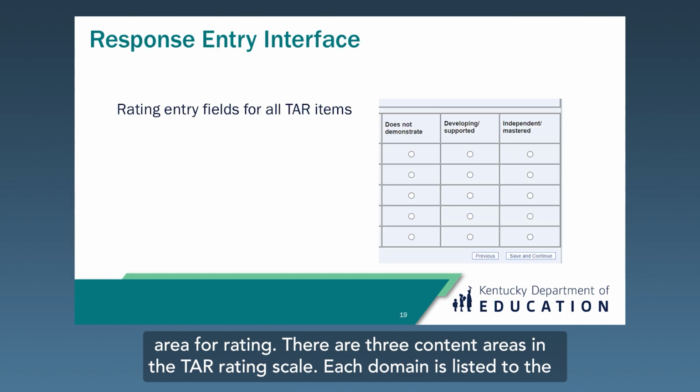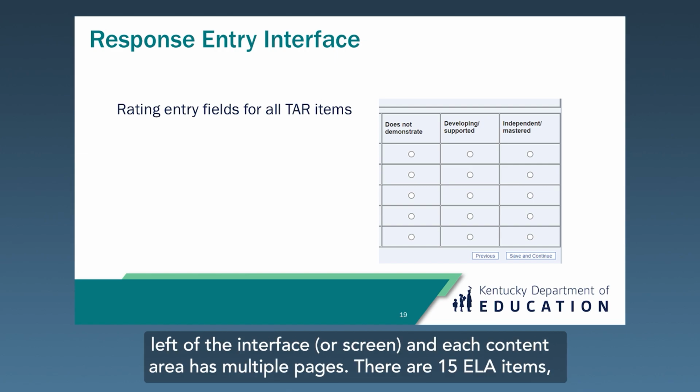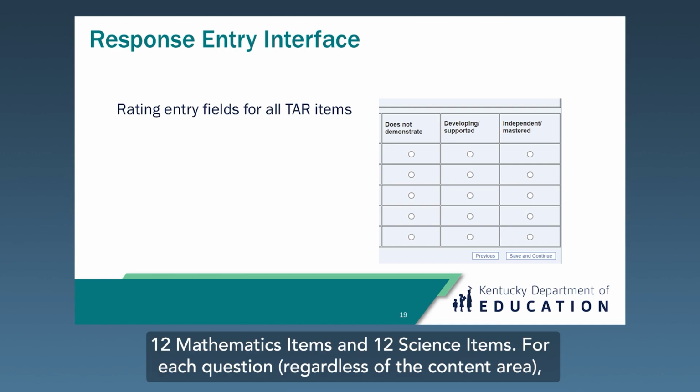There are 3 content areas in the TAR rating scale. Each domain is listed to the left of the interface or screen, and each content area has multiple pages. There are 15 ELA items, 12 mathematics items, and 12 science items.